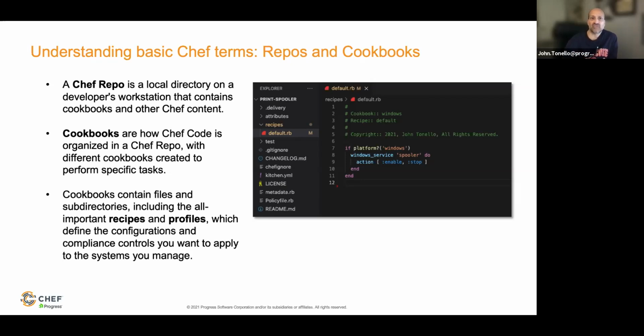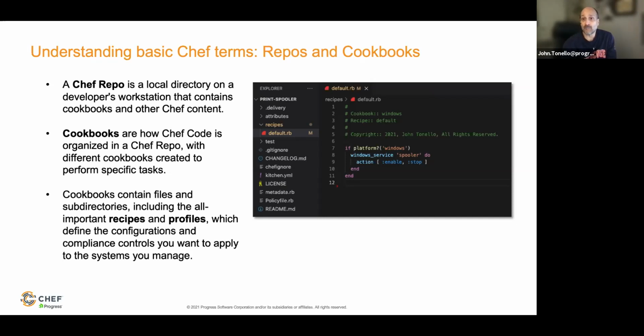So cookbooks, if you think of it as a hierarchy, you would create a chef repo directory. And when you do that using Chef tools, it automatically creates a whole bunch of other files and subdirectories for you, including cookbooks. And obviously you'll notice that there's a cooking theme with Chef. Cookbooks are how Chef code is organized within the repo.